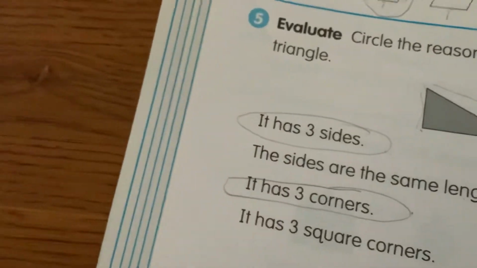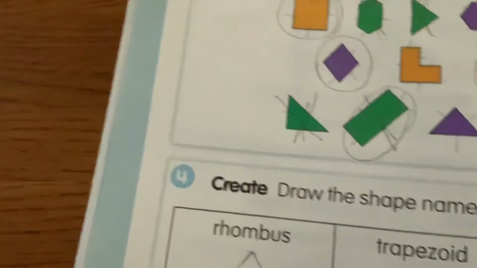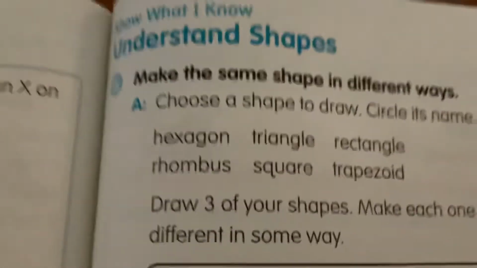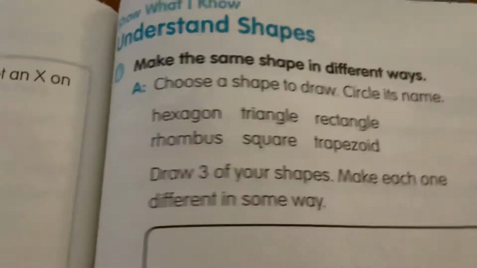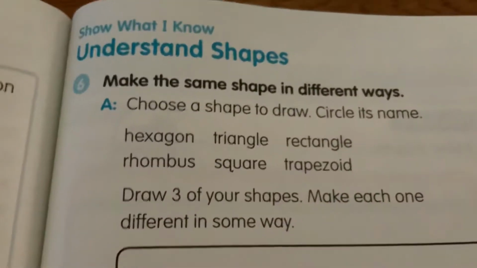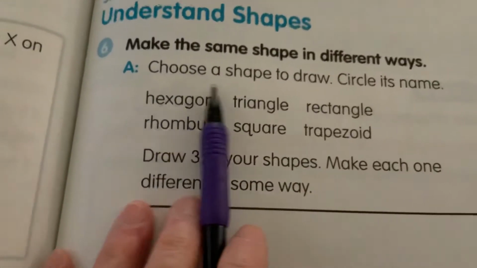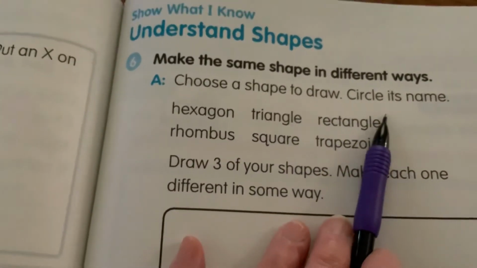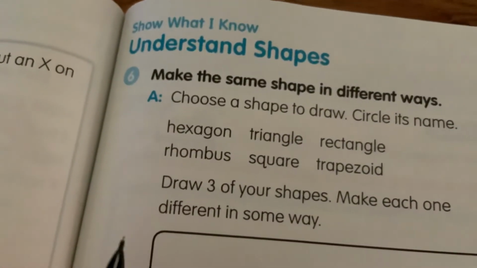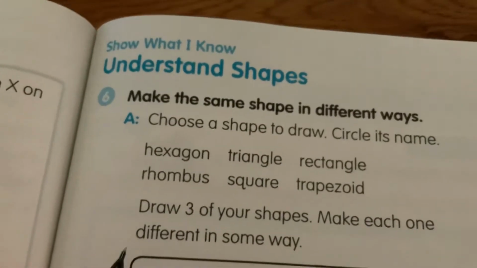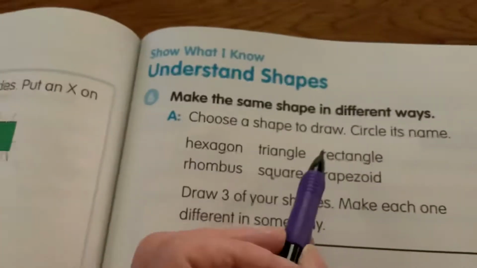Okay, now go back to your book with the numbers, and we just have one more page to do this. On the book with the numbers, we're on page 177. Okay, it says make the same shape in different ways. So you're to choose a shape to draw and circle its name. Okay, I'm going to pick a rectangle. So I'm going to circle the word rectangle.